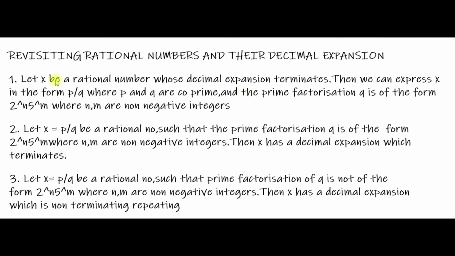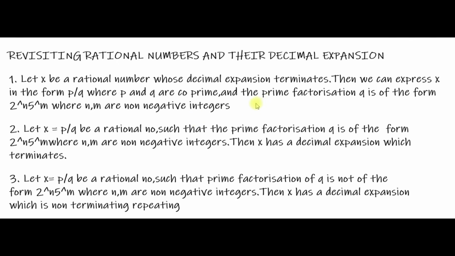First one: let x be a rational number whose decimal expansion terminates. Then we can express x in the form p by q, where p and q are co-prime and the prime factorization of q is of the form 2 raised to n into 5 raised to m, where n, m are non-negative integers. That means if an expression is given, we have to find out whether it is a terminating decimal expansion or a non-terminating repeating expansion.